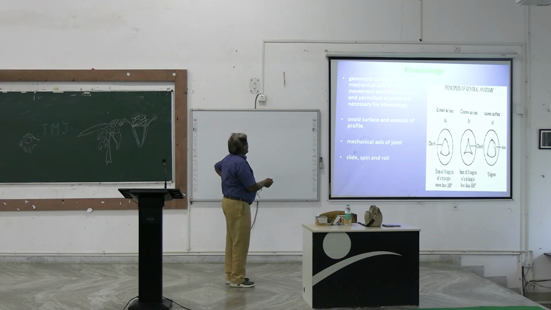Geometric configuration, mechanical axis of bone, movement executed by bone and permitted at joint are necessary for kinesiology, the study of joints. Okay. Now, articular surface and evaluate the profile, mechanical axis of joints, slide, spin and roll.